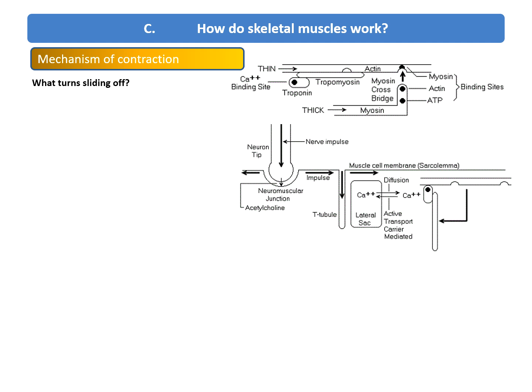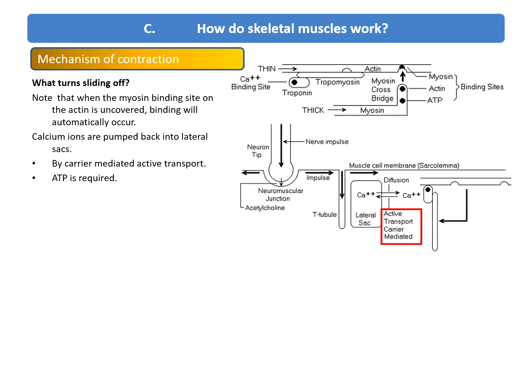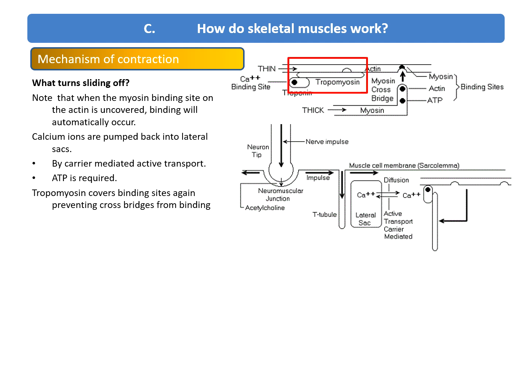What turns the sliding off? Note that when the myosin binding site on the actin is uncovered, binding will automatically occur. Calcium ions are pumped back into the lateral sac. This is by carrier-mediated transport, and so it requires ATP. Tropomyosin then flips back down and covers the binding site, preventing the cross bridges from binding. So that would turn the sliding off.